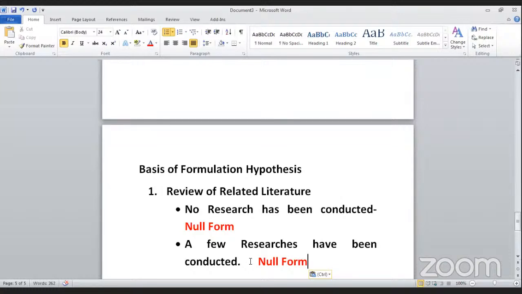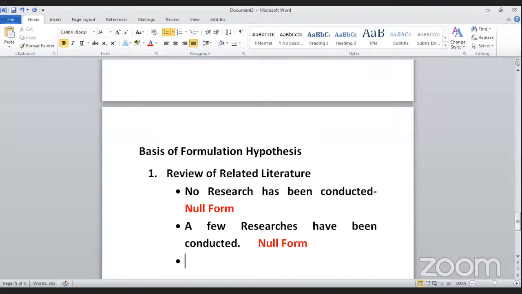So a few researches, if you have, again, you have to form the hypothesis in the null form. And the third situation is that a large number of researches have been conducted. And if a large number of researches have been conducted, then again, there will be two situations.